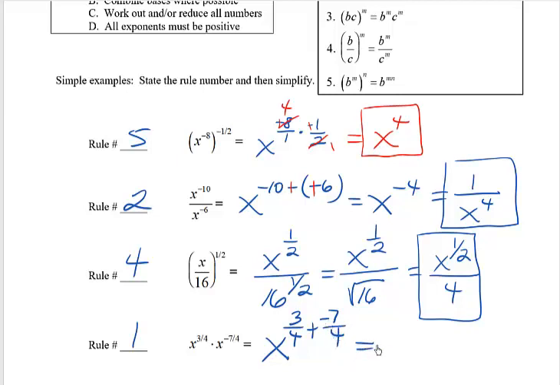This could be worse. At least we have a common denominator here. So 3/4 plus -7/4. Add up the tops. That would be -4. Bottom stays the same. That works out to be -1.